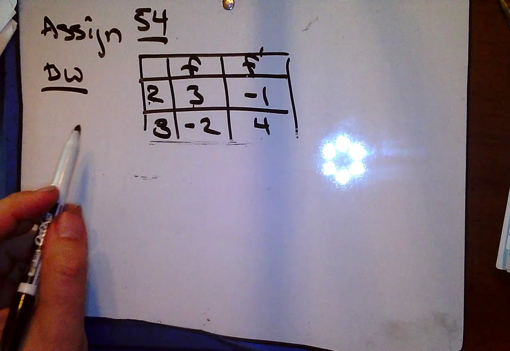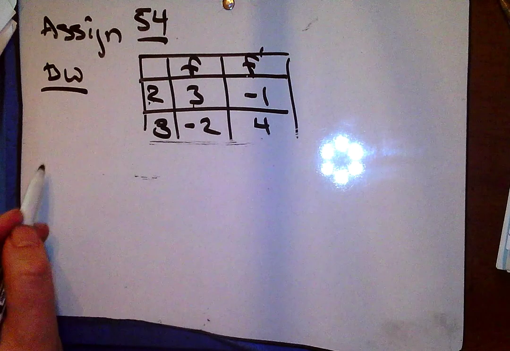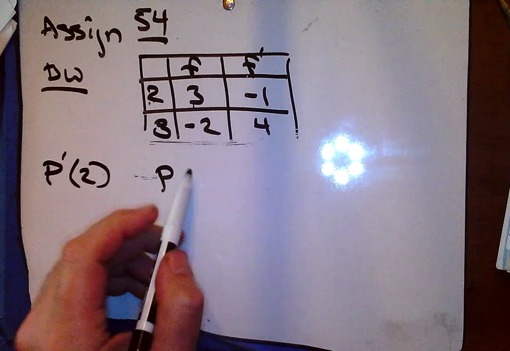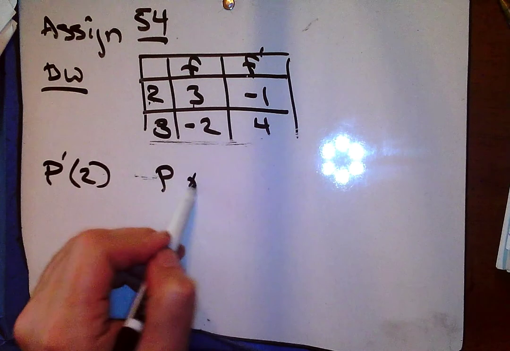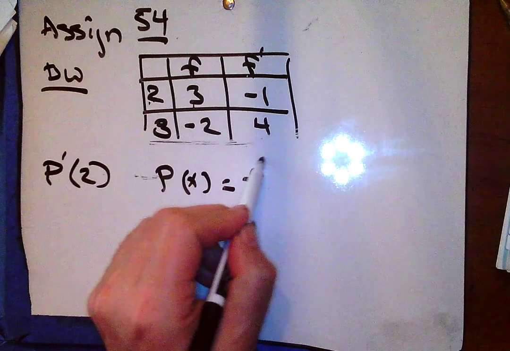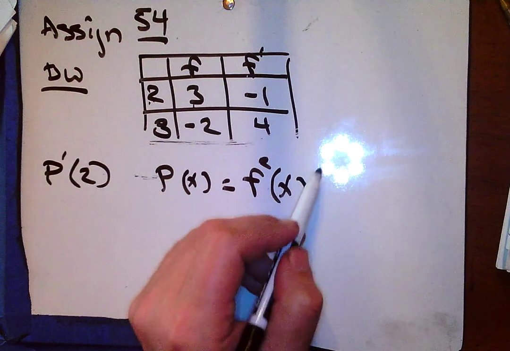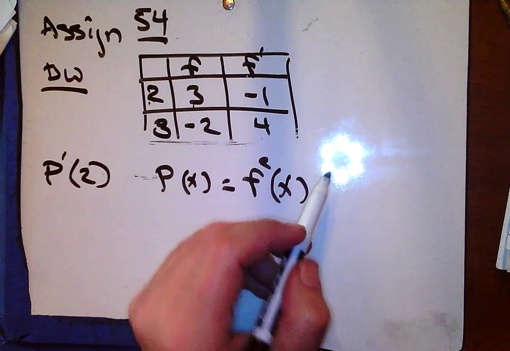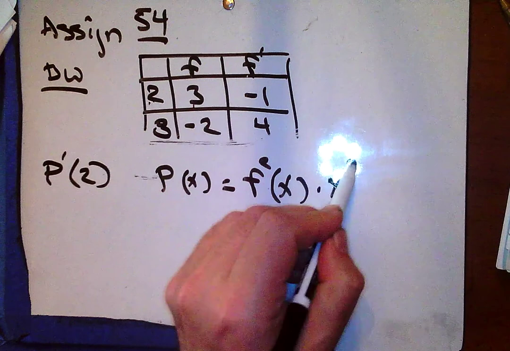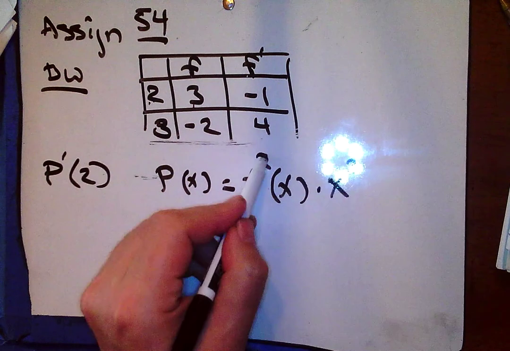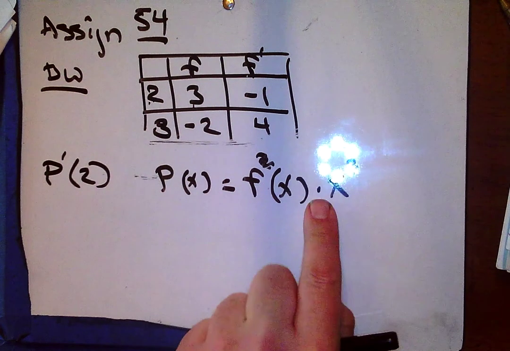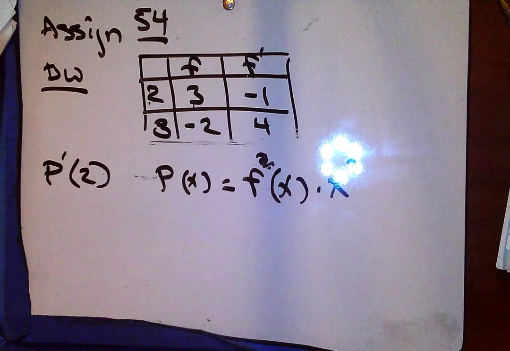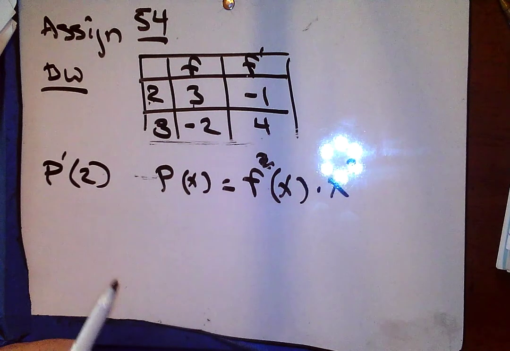The last one is I'm looking for p prime of 2, and it is known that p of x is f squared x times x to the third. So please notice that this is a product of two functions. I have to use the product rule. Okay. Off you go. Come back when you're done.